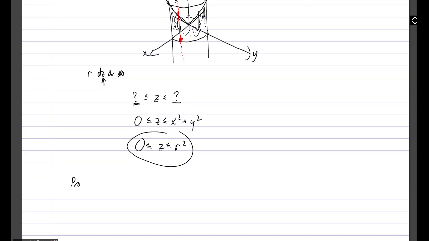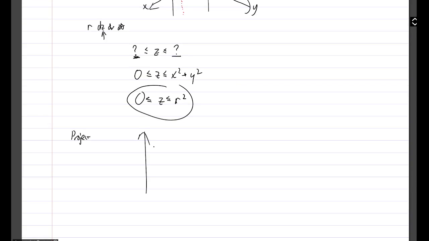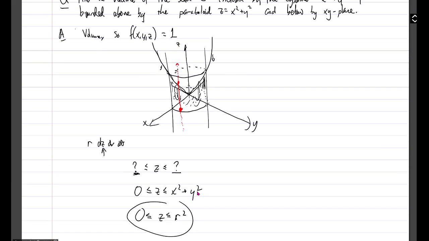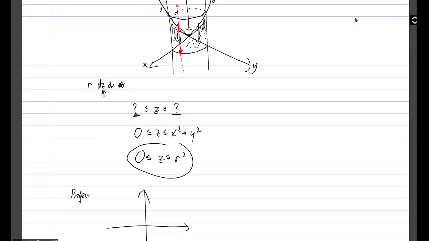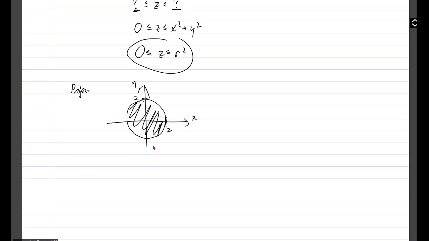Then we're going to project. If you take the points that are here and project them down onto the xy plane, then due to this circle of radius 2, you're going to have a filled-in circle of radius 2. Then we need to describe this. We could do this in x's and y's, but we're trying to practice the cylindrical coordinates thing. We would describe this the same way as in polar: r between 0 and 2, and theta between 0 and 2 pi.